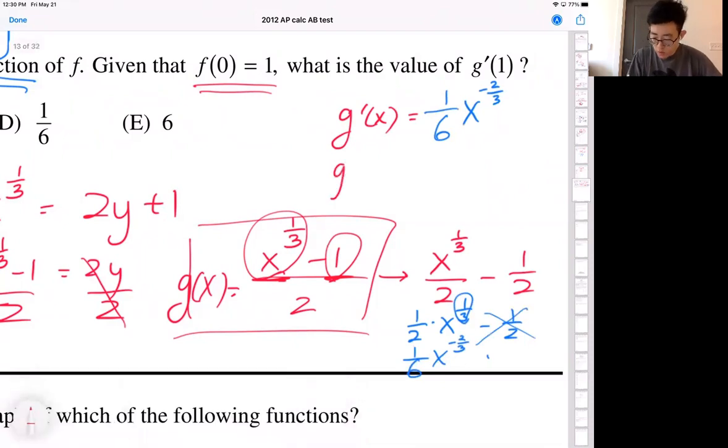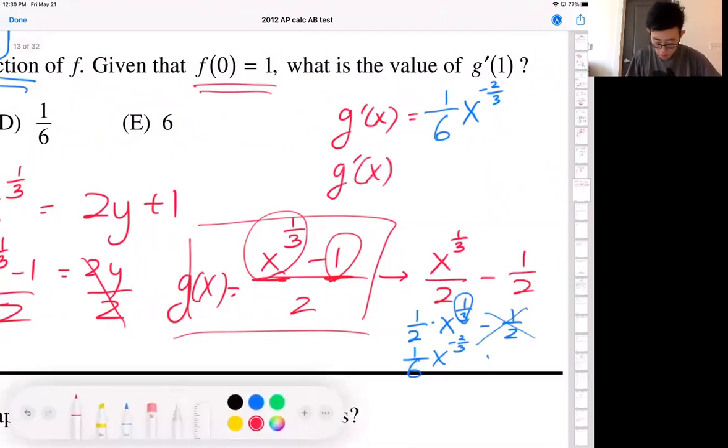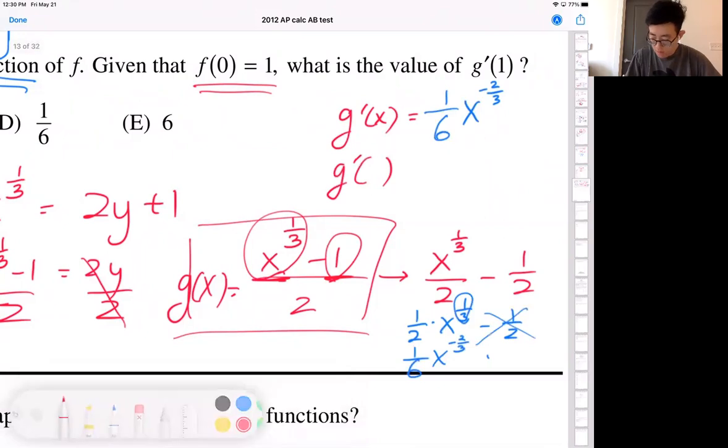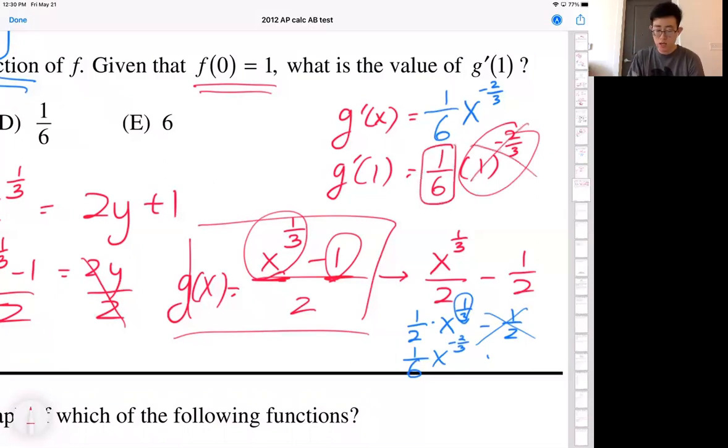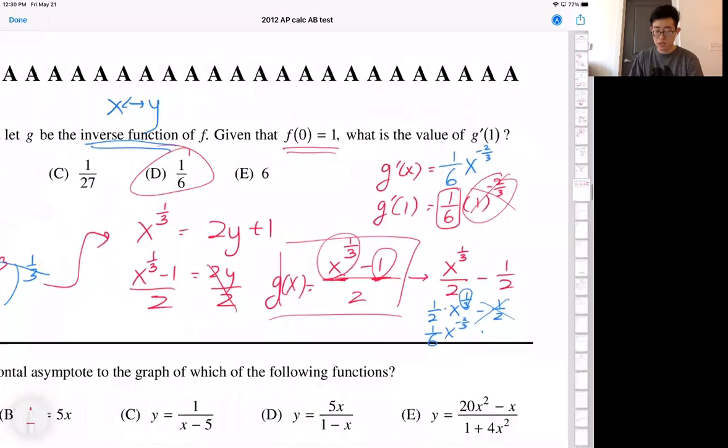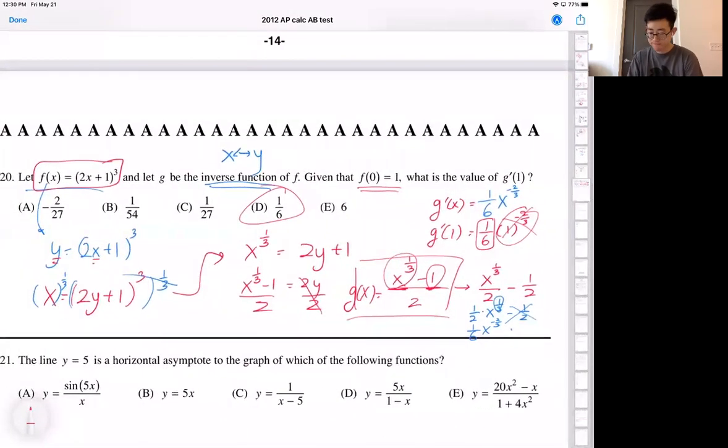Okay, so then you just want to plug 1 into this function here and get 1/6 times 1 to the power of negative 2/3. Okay, so 1 to the power of negative 2/3, 1 to any power is just going to be 1. So there we go. Then all you're left with is 1 over 6. So your final answer here is 1 over 6.